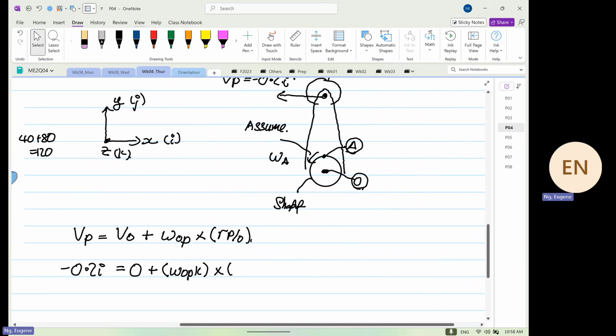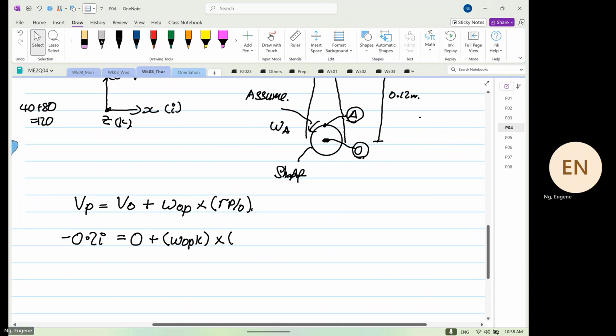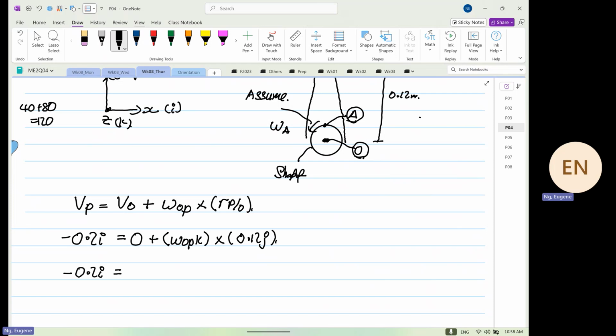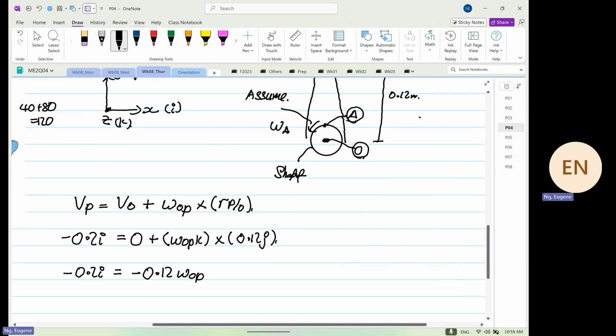So we know that the distance from here to here is equal to 0.12 meters. Okay. So it's 0.12 positive J. Right. So minus 0.2 I. This will be equal to K cross J is negative, but both of them are positive. So it's 0.12 omega OP, and this is your I.